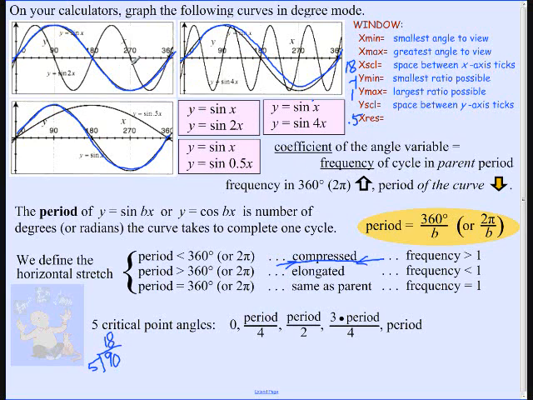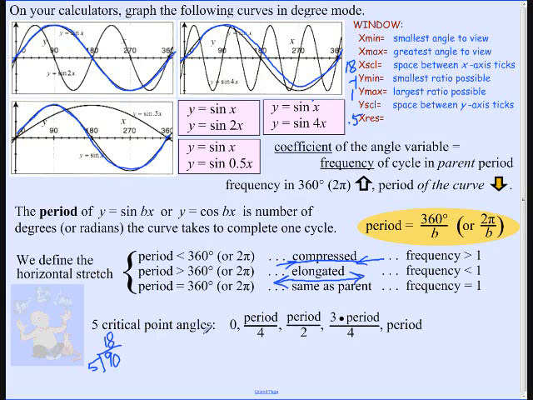And the examples of that are the compressed ones right here. Think of it like a spring. If you think of one hand here and one hand here, pushing this in so that it's much more compressed. Or elongated, you actually pull it out. This one goes like this. We stretch it out. Period is greater now than 360. Looks like it's 720 degrees. The frequency was less than 1. In this case, it was 1/2.